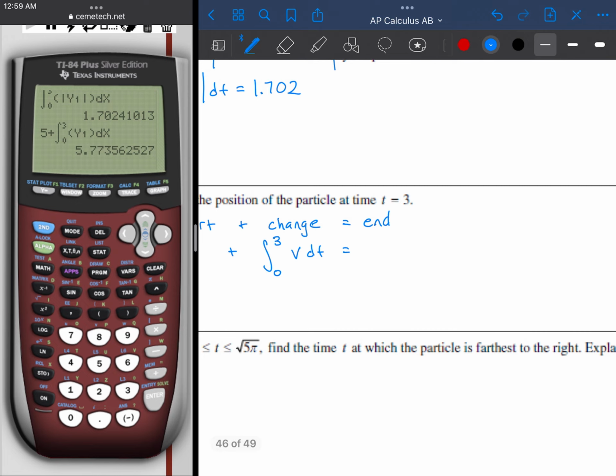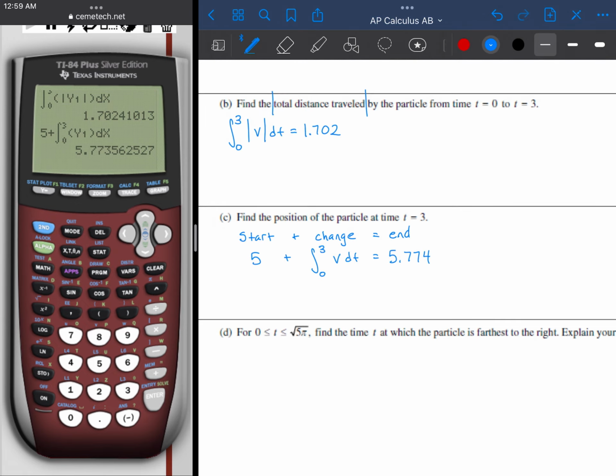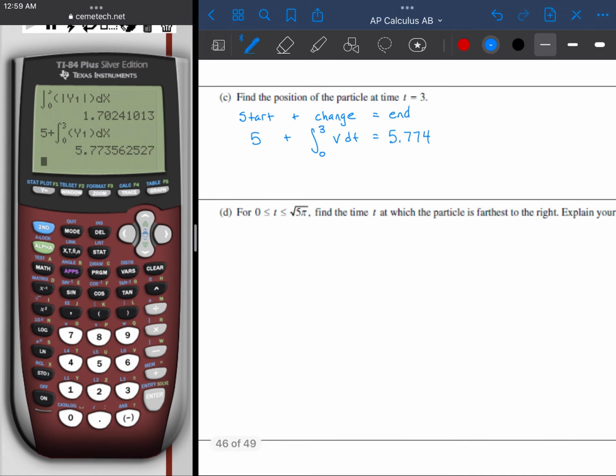5.774 if I'm rounding correctly. 5.774. And there's nothing else asked for that question, which means we're on to part D, which has to be a little bit harder, right? This was too easy so far.